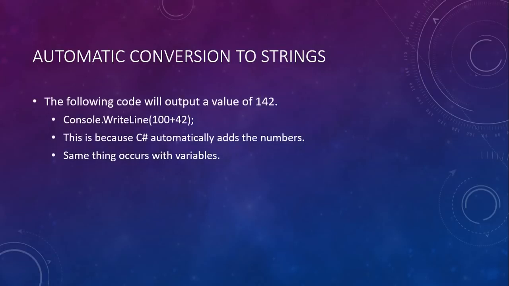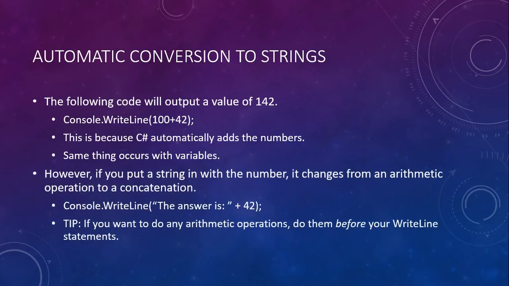All right, next we'll discuss automatic conversion of strings. So the following code will output a value of 142. Console.WriteLine(100 + 42). Right? If C# just sees a bunch of numbers in there, it doesn't try to make it a string, it just automatically adds the numbers. Same thing would occur with variables. So if I had a variable A equal to 3 and a variable B equal to 5, and then Console.WriteLine(A + B), it just outputs 8. Right, we've seen this in our variable labs when we work with those.